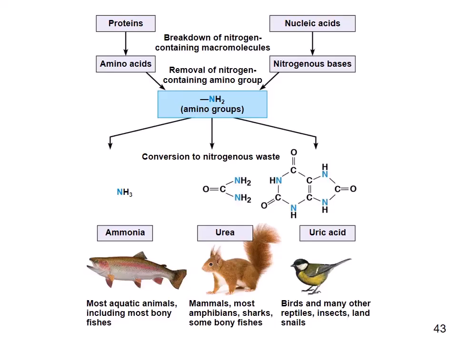This is just another kind of diagram showing you breaking down nitrogen-containing macromolecules and producing nitrogenous wastes, and showing you how different kinds of animals use different kinds of nitrogenous wastes. Most fish are going to use ammonia. Mammals, most amphibians, and some fish use urea, and then birds and many other reptiles, and insects and land snails are going to use uric acid.